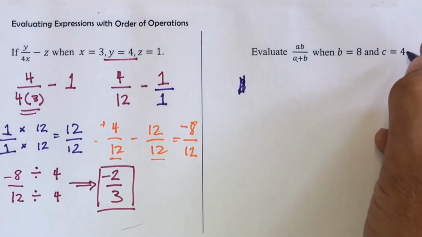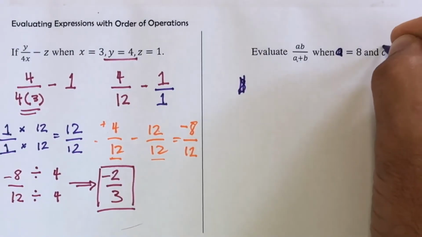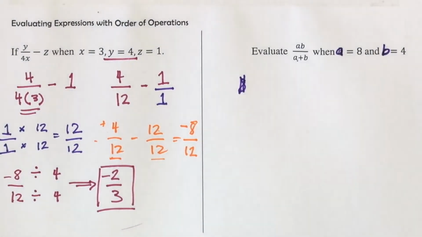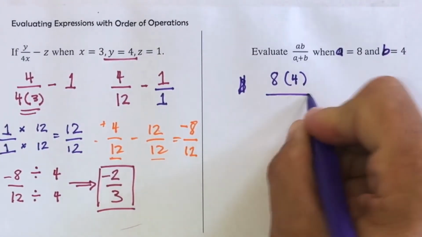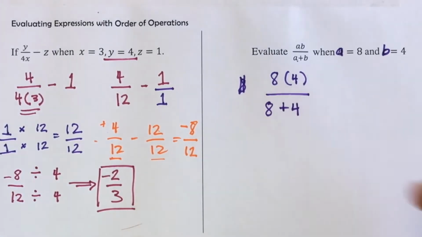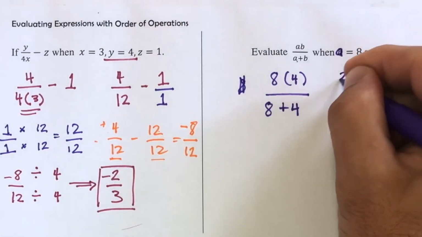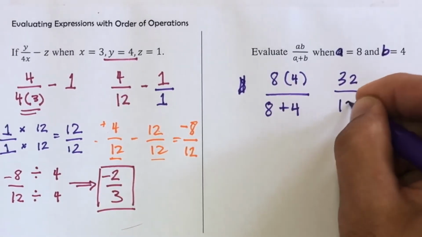Actually, I want to put this in order. This should actually be an A here, and then we'll call this a B, right? That's our A and B. And we have an 8 times a 4. 8 plus a 4. Again, I'm using the parentheses to keep my multiplication where I want it to be. 8 times 4, 32, over 12.